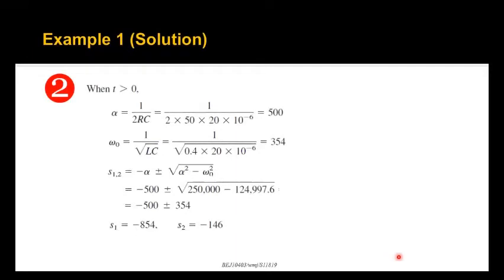Okay, the next step should be when t is greater than 0, you need to consider the circuit. Please redraw the circuit. So your alpha is 1 over 2RC. It gives you 500 per second. Omega naught is 354. If you compare both, alpha is greater than omega naught, so this is an overdamped case. We know that the overdamped case should give you two distinct values. So here you get minus 854 and minus 146.